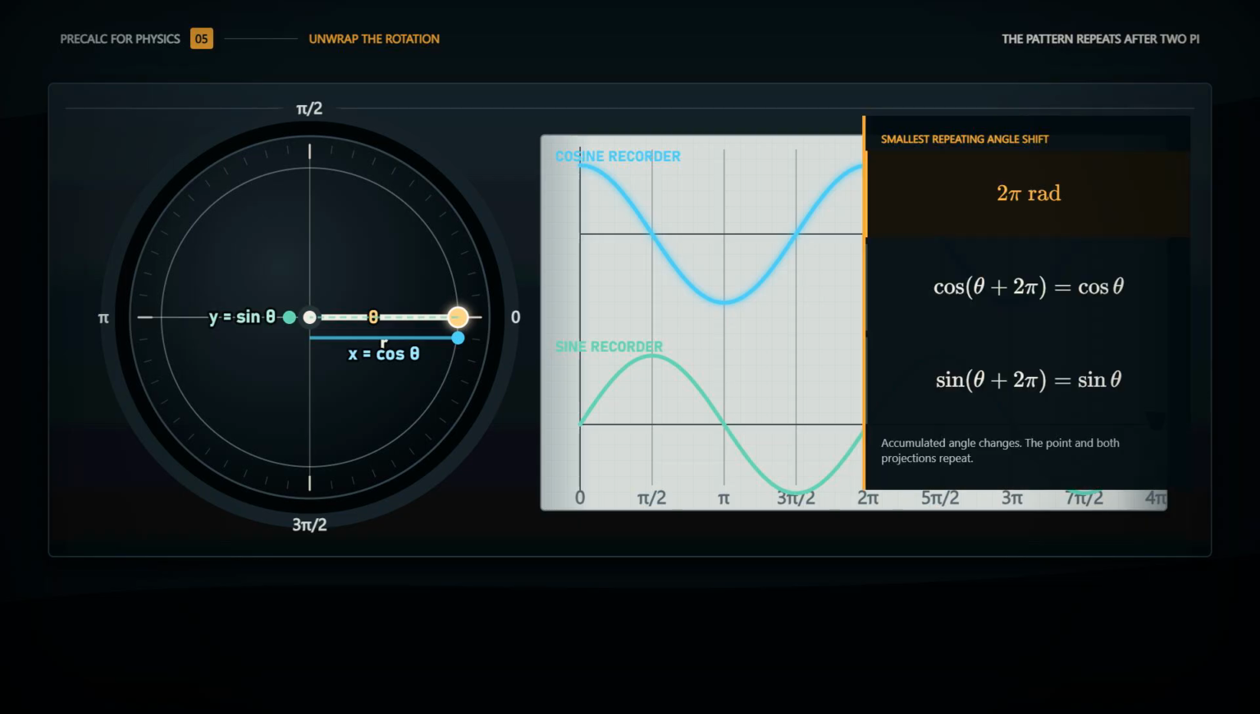The smallest positive angle shift that reproduces the entire pattern is 2 pi. In the angle domain, sine and cosine have period 2 pi radians. Adding 2 pi changes the accumulated turn, but not the point on the circle or either projection.